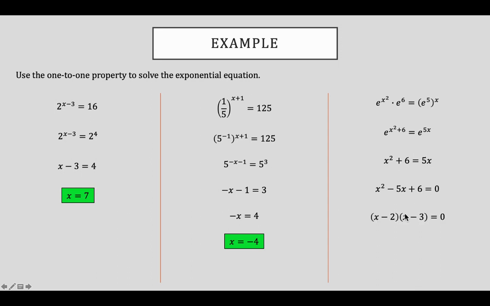This factors into x minus 2 times x minus 3 is equal to 0. And setting each of our individual factors equal to 0 gives us our final answers, in this case, two of them: x equals 2 and x equals 3. All right, so there is the one-to-one property. Two exponential quantities with the same base are equal to each other if and only if their exponents are also equal.